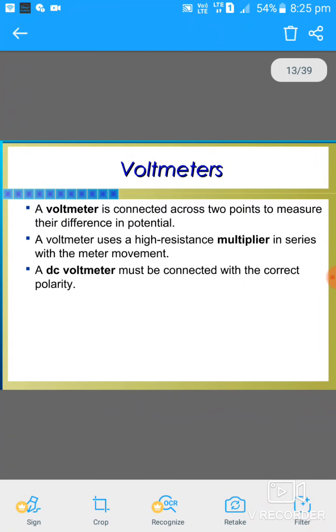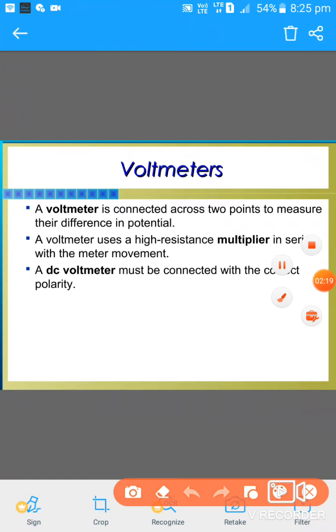Then we are discussing the voltmeter. So student, a voltmeter is connected across 2 points to measure their difference in potential. A voltmeter uses a high resistance multiplier in series with the meter movement. A DC voltmeter must be connected with the correct polarity. This is the voltmeter, right student?